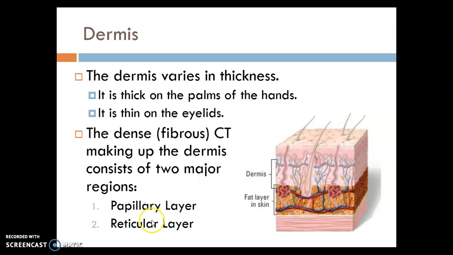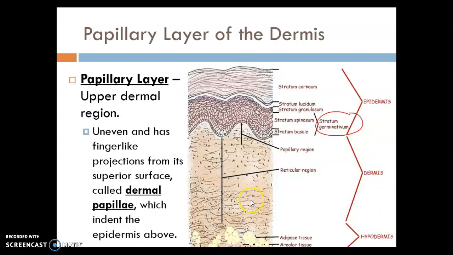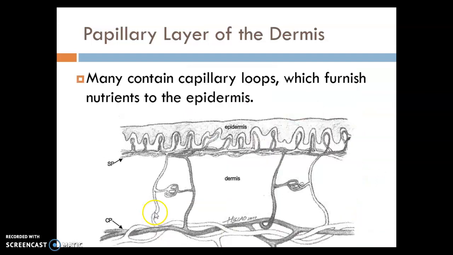But there are actually two layers to the dermis too. There's a papillary layer and there's a reticular layer, and we're going to see this here in a second. The papillary layer is right up against the epidermis. So you see these kind of wavy parts right here of the dermis. That's the papillary layer. And then from the lower part of there down, that's the reticular layer.